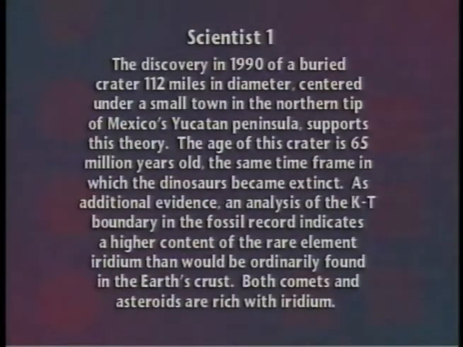The discovery in 1990 of a buried crater, 112 miles in diameter, centered under a small town in the northern tip of Mexico's Yucatan Peninsula, supports this theory. The age of this crater is 65 million years old, the same time frame in which the dinosaurs became extinct. As additional evidence, an analysis of the KT boundary in the fossil record indicates a higher content of the rare element iridium than would be ordinarily found in the Earth's crust. Both comets and asteroids are rich in iridium.